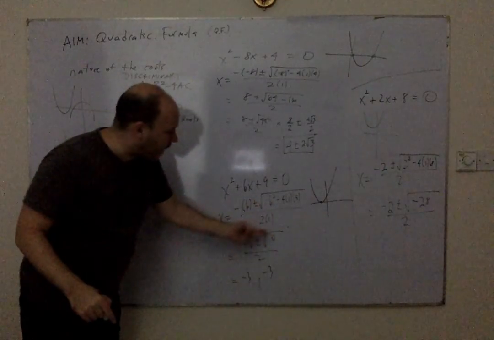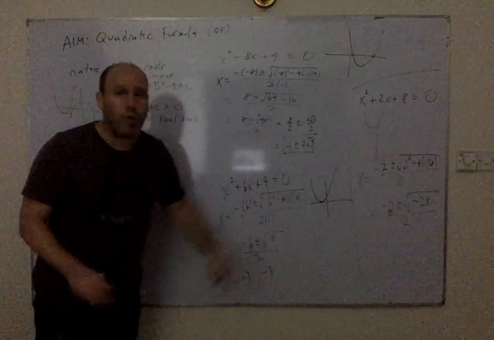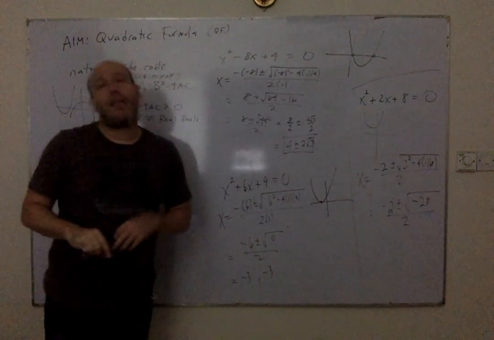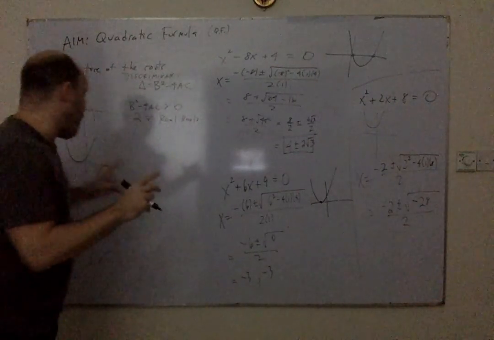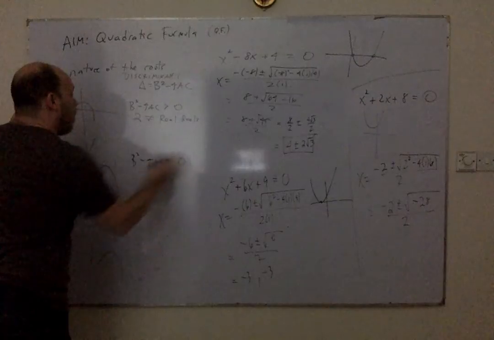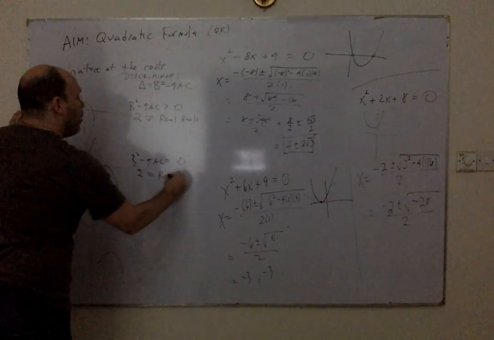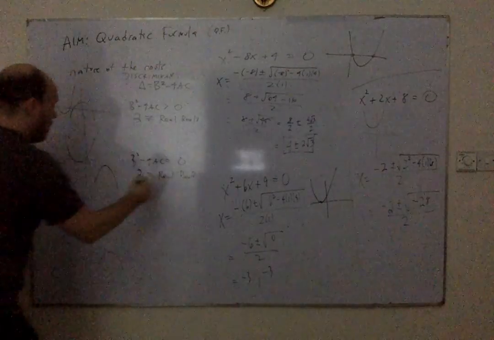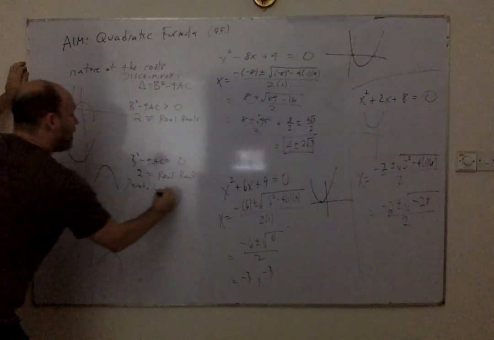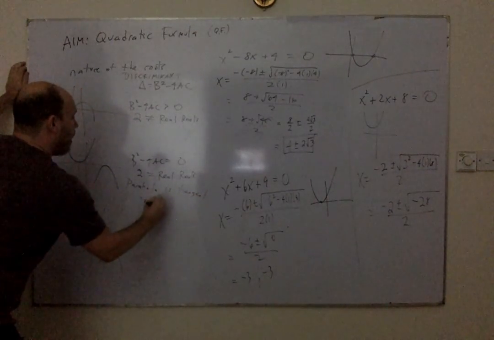Over here, in this example, the number under the radical was 0, and then we just had one root. It was a double root, and it just touched the x-axis. It's known as tangent to the x-axis. So if b squared minus 4ac equals 0, we have two equal real roots. And here we see the parabola. The parabola is tangent to the x-axis.